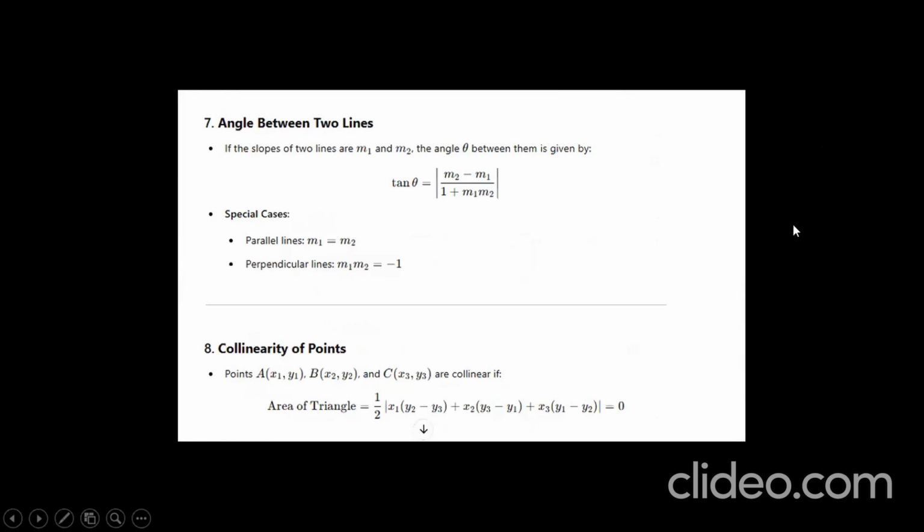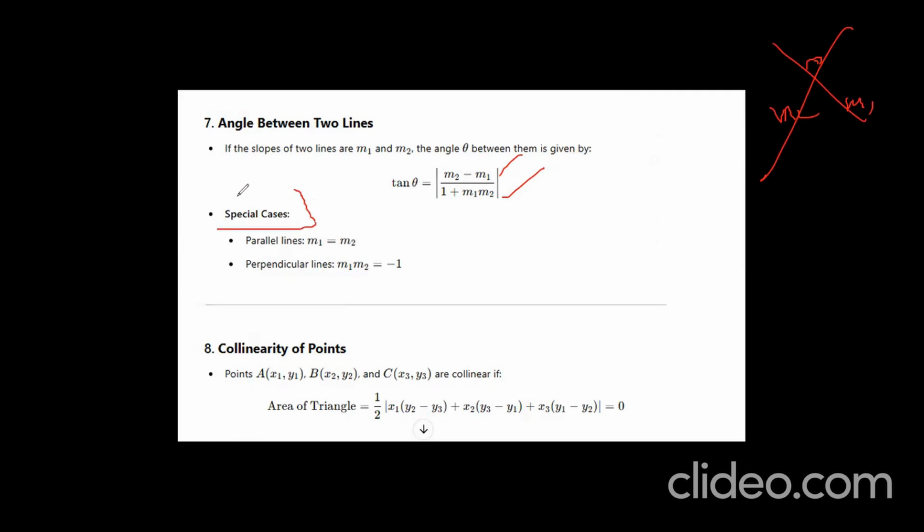Vertical slope is infinite. Next, the angle between two lines. There are two lines, suppose, and I want to calculate the angle between them. Let me take the first slope as m1 and the other slope as m2. Then tan theta is equal to the modulus of (m2 - m1)/(1 + m1 m2). By using this formula, we can calculate the angle between the two lines.